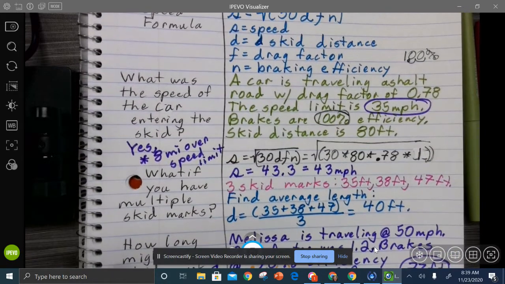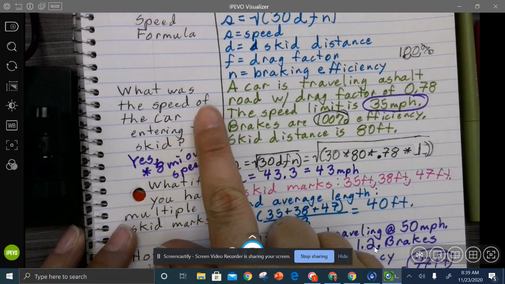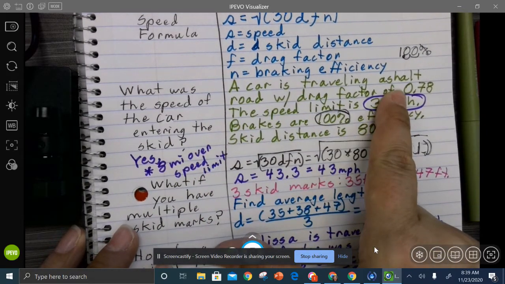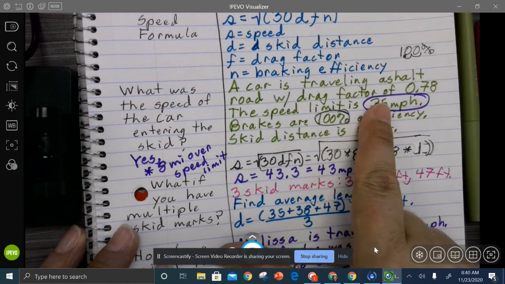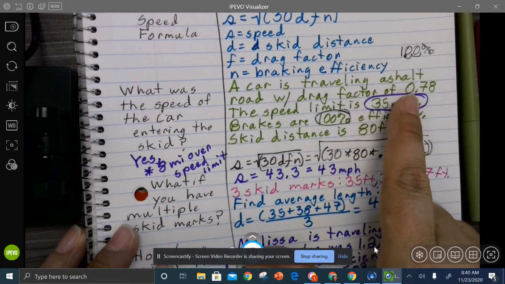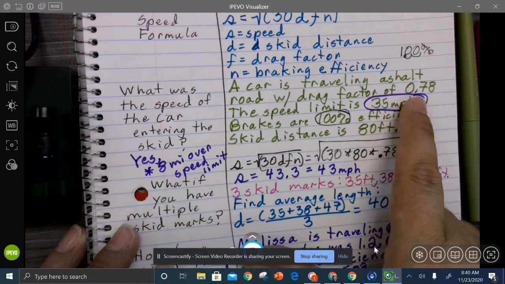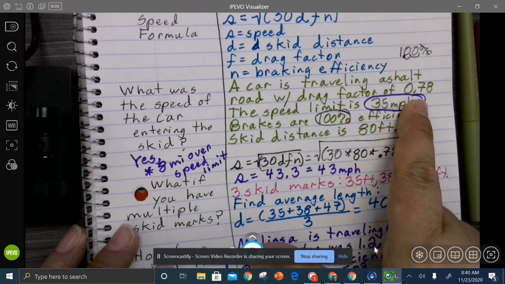Morning. So we're going to go over braking efficiency. It says a car is traveling on an asphalt road. Everybody, the drag factor does vary by what type of road you're on, so if you're on an asphalt road, dirt road, or gravel road. So a car is traveling on an asphalt road with a drag factor of 7,800.